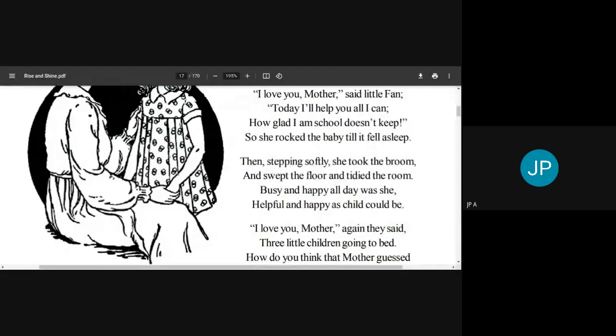കേൾക്കുന്നില്ല സർ. ആ കേൾക്കാൻ പറഞ്ഞു. I love you, mother, said little fan. അനുശ്രീ മൈക്ക് ഓൺ ചെയ്ത് വായിച്ചോളൂ.